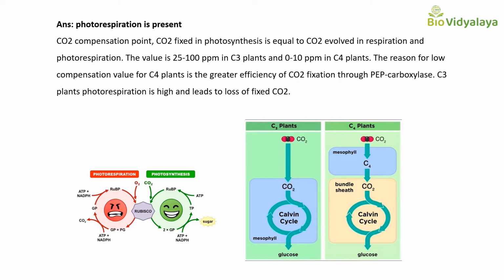Carbon dioxide compensation point: carbon dioxide fixed in photosynthesis is equal to carbon dioxide evolved in respiration and photorespiration. The value is 25 to 100 ppm in C3 plants and 0 to 10 ppm in C4 plants. The reason for the low compensation value for C4 plants is the greater efficiency of carbon dioxide fixation through PEP carboxylase. In C3 plants photorespiration is high and leads to loss of fixed carbon dioxide.